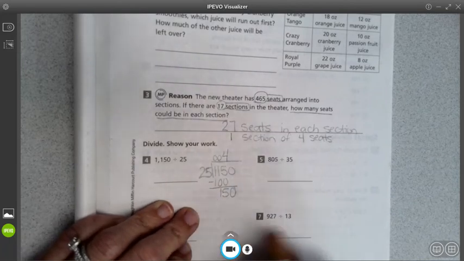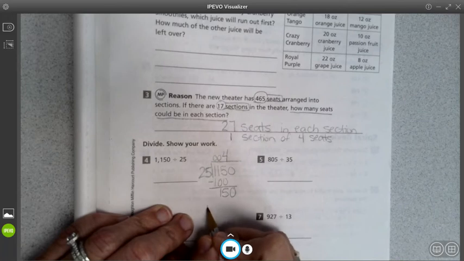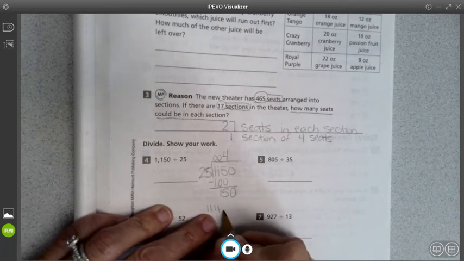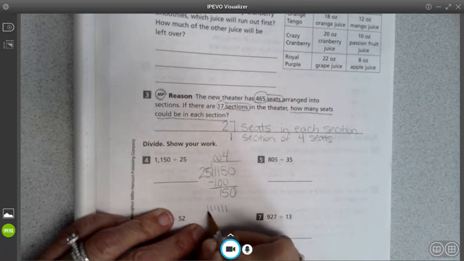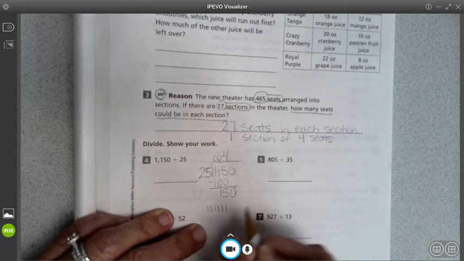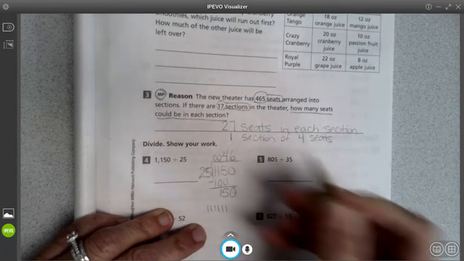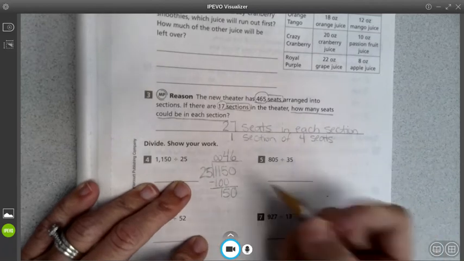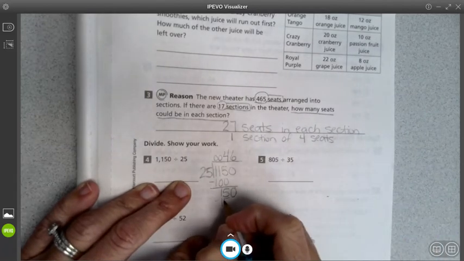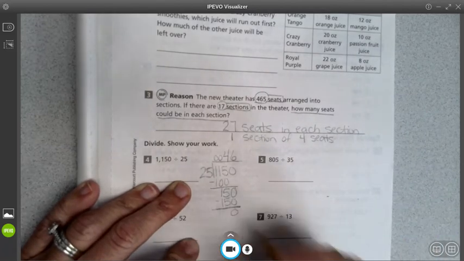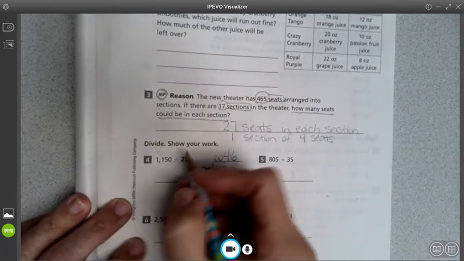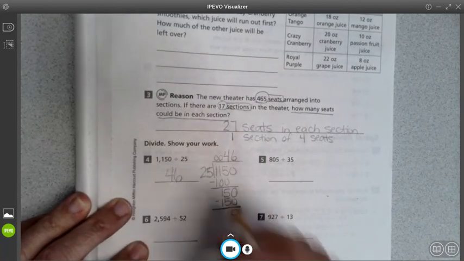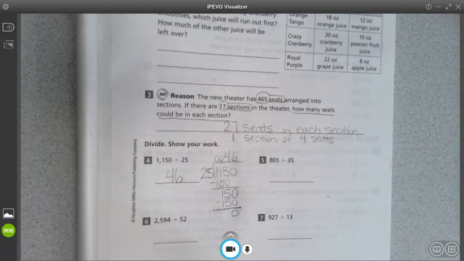Again, if I know counting quarters, I know 25, 50, 75, 100, or $1. 125, 150. 1, 2, 3, 4, 5, 6 quarters there. I'm going to get rid of my little tally marks there. And then I'm going to subtract because that would have made my 150. I end with 0. So here we have a whole number answer of 46.